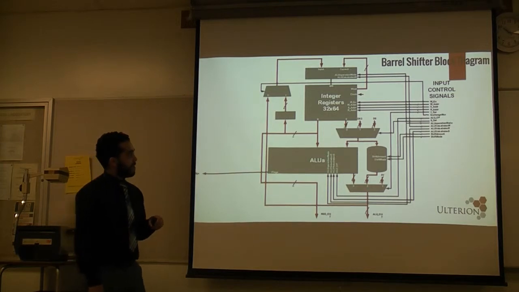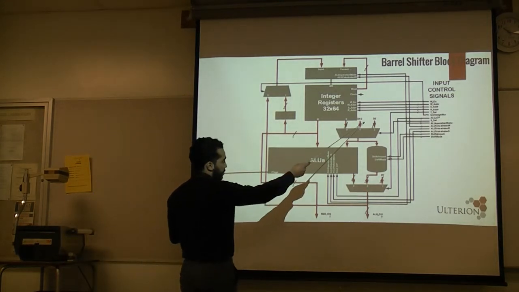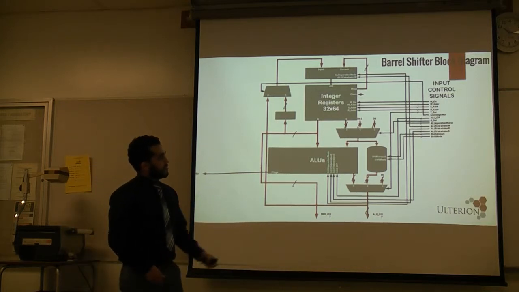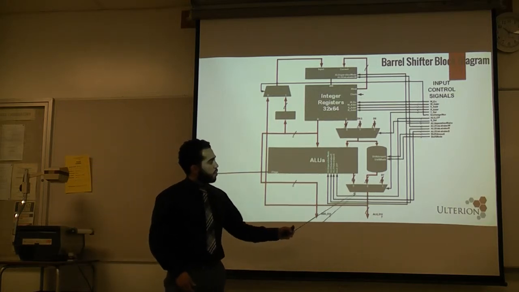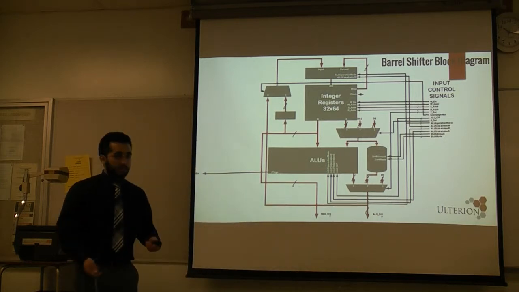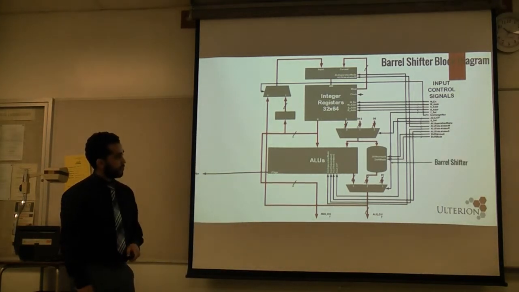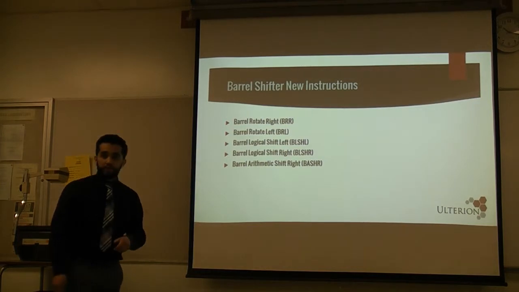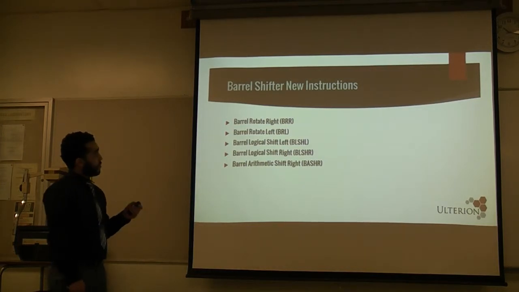We have a mux that selects the data coming in from the outside integer data path. But at all times this unit is working. The only thing that you actually select is the data coming out of the mux. The instructions for the barrel shifter are barrel rotate right, barrel rotate left, barrel logical shift left, barrel logical shift right, and barrel arithmetic shift right.